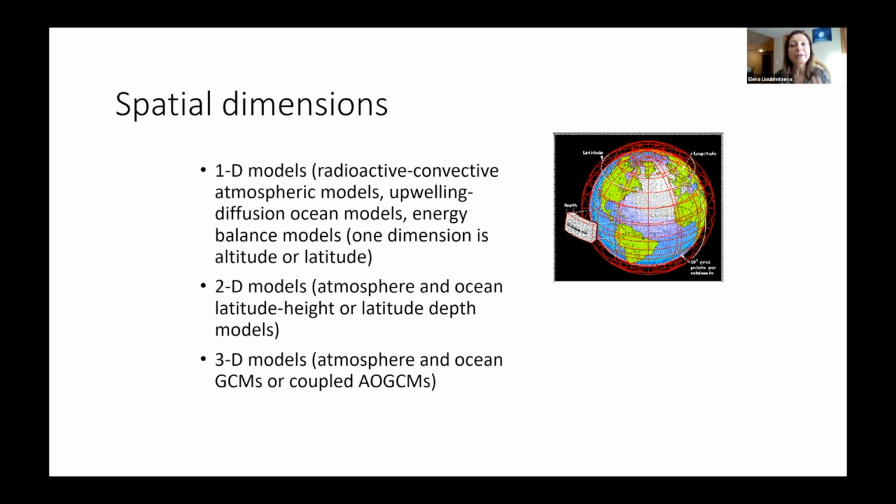So if we look at the history of climate modeling, that really started in the 1960s with fairly simple one-dimensional models. So radiative convective atmospheric models, upwelling diffusion models in the ocean. Those are examples of 1D models. There are two-dimensional models that look either vertically or horizontally at what is happening in the atmosphere, in a particular layer, the boundary layer of the atmosphere close to the surface of our planet, or the upper layer of the ocean. The general circulation models are all three-dimensional models.